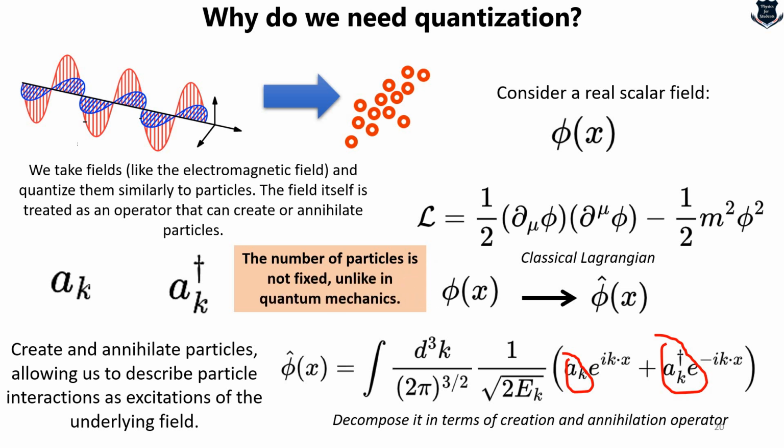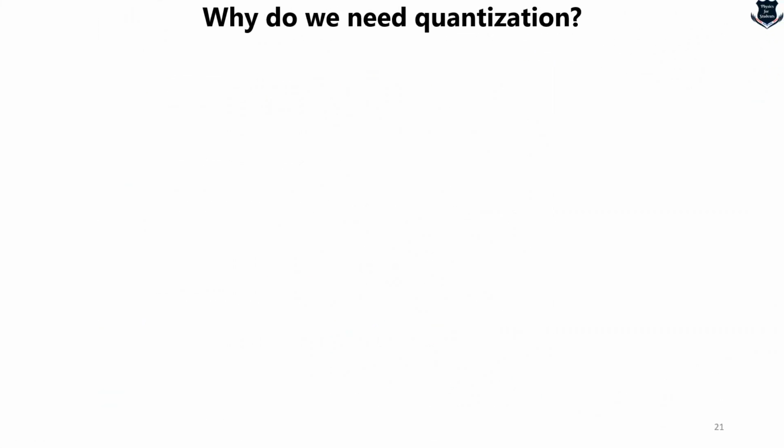The number of particles is not fixed, unlike in quantum mechanics, where it is fixed. And this enables us to describe phenomena like particle creation and annihilation. Now, what do I mean by the number of particles is not fixed in quantum field theory, which I would like to show in the next part of the video.